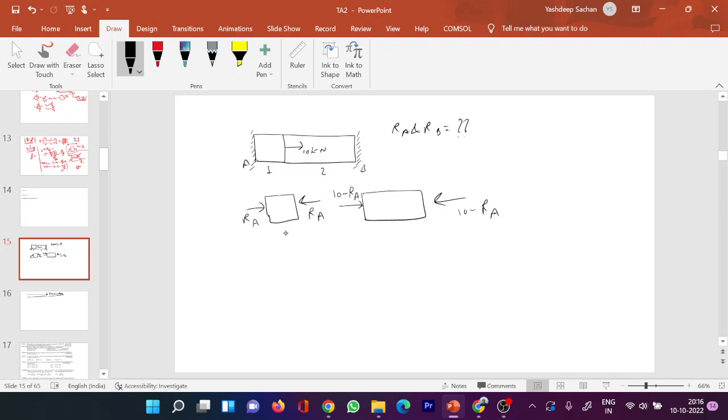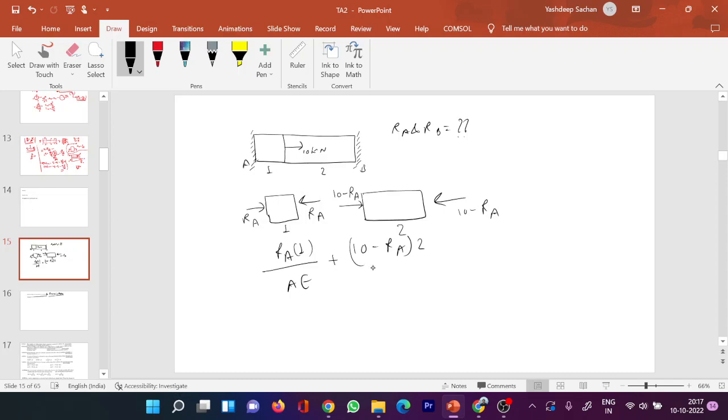Now simply we can do, right? It is the length of 1 and 2, and PL by AE. Both are the same material, so we can say AE, plus 10 minus RA. So it will be 10 plus RA because we are considering compressed.